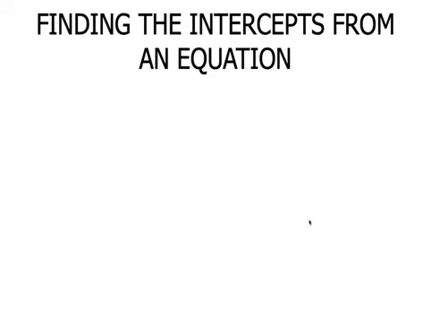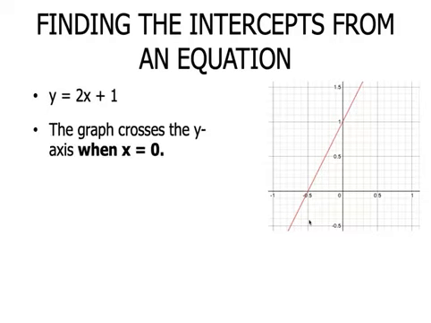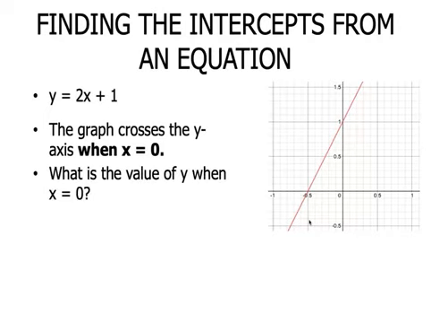Very often, you're going to be asked to find the intercepts from an equation. So why don't we use the one we were looking at before, y equals 2x plus 1. And again, that's what the graph looks like just for reference, but we're going to be doing this so that you don't even have to graph it. We know that the graph crosses the y-axis when x equals 0. That's what we talked about. So essentially what we're asking is, what is the value of y when x equals 0?